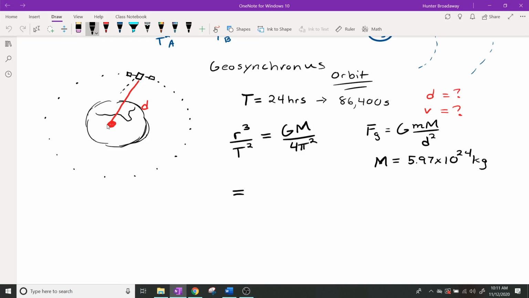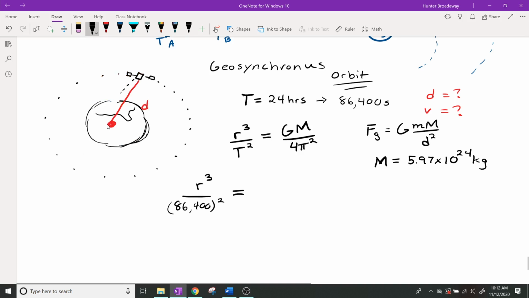So r cubed over the period, 86,400 squared. Try that in a cell phone. Actually, try these in a cell phone, because the universal gravitational constant is super tiny. We can get away with just writing tiny here. Oh no, I shouldn't have done that because now I can't erase it. There we go.